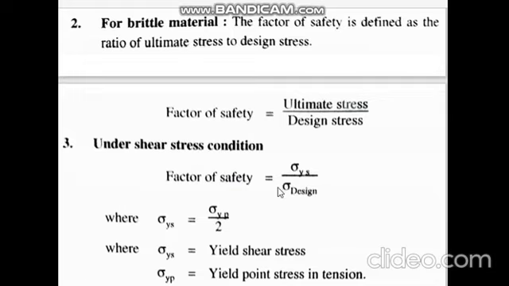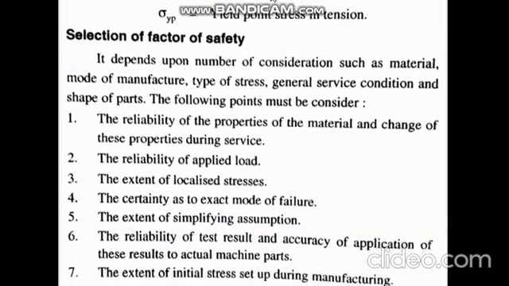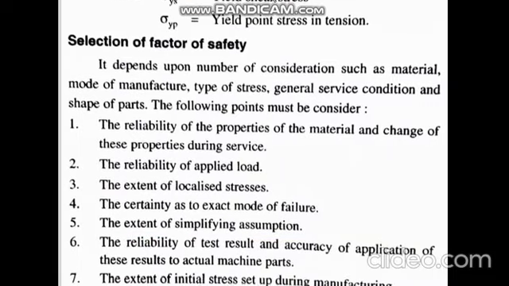Okay, now let us come to selection of factor of safety. How do you select factor of safety? Selection of factor of safety depends upon a number of considerations such as material, mode of manufacture, type of stresses, general service conditions, and shape of parts. The following parts must be considered.